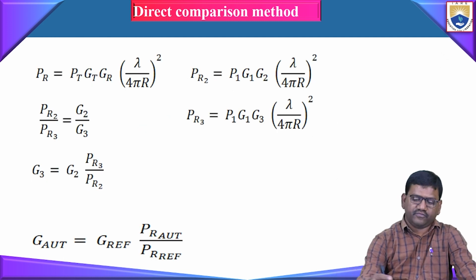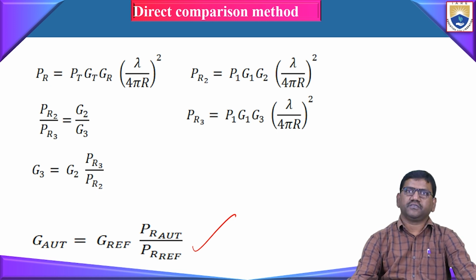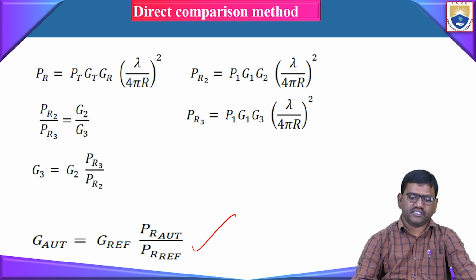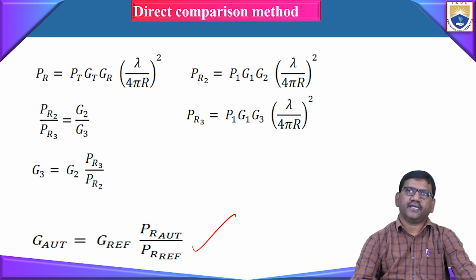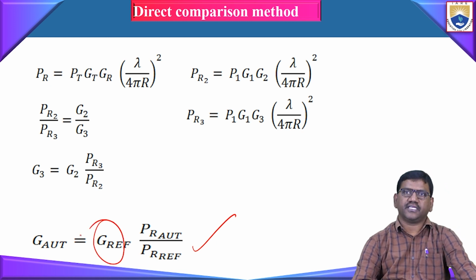Here there is a formula to find the gain of the practical antenna, given by G_AUT equals G_reference times the power received by the AUT divided by the power received by the reference. This is the formula to find the gain by the direct comparison method, whose reference antenna gain is already known. This is the standard gain antenna.